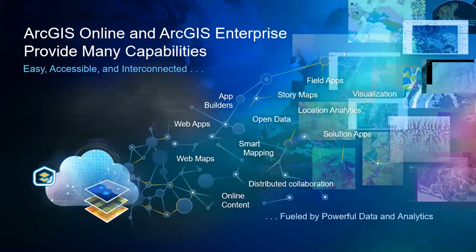So ArcGIS Online and ArcGIS Enterprise provide many capabilities that are easily accessible and interconnected. Some of the different applications that you might be familiar with, such as story maps, ArcGIS dashboards, web app builder, all of those applications and content are available both in ArcGIS Online and ArcGIS Enterprise. The main difference, as I mentioned earlier, is that ArcGIS Enterprise is on your own system, so you can control access and how that system is architected.